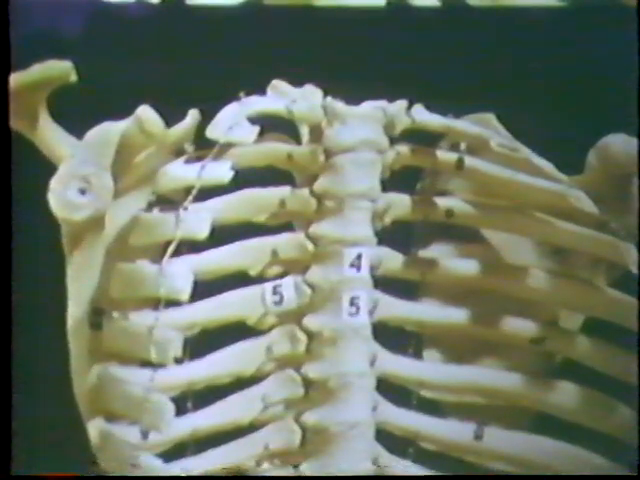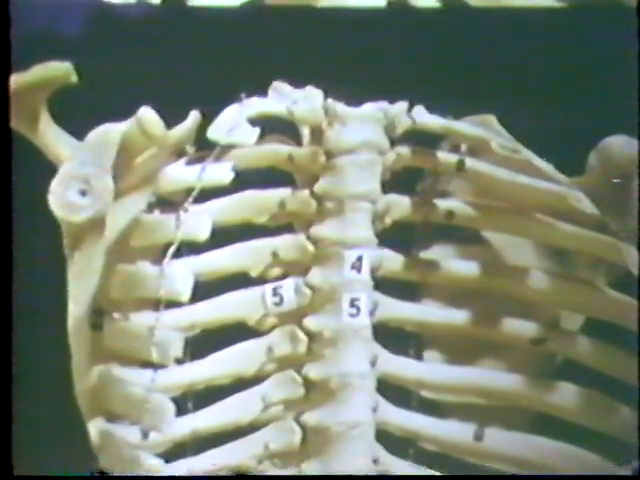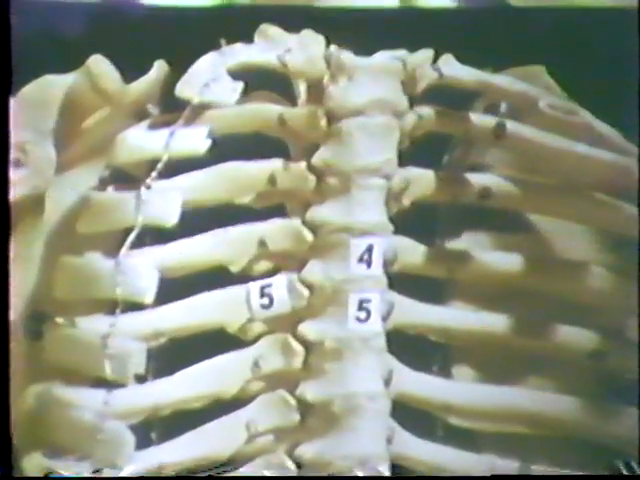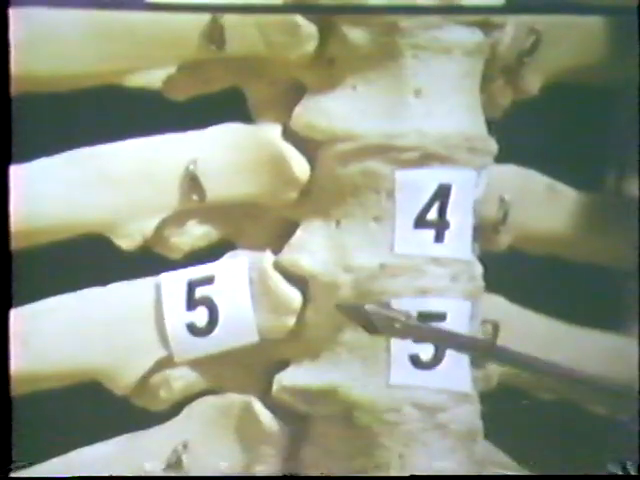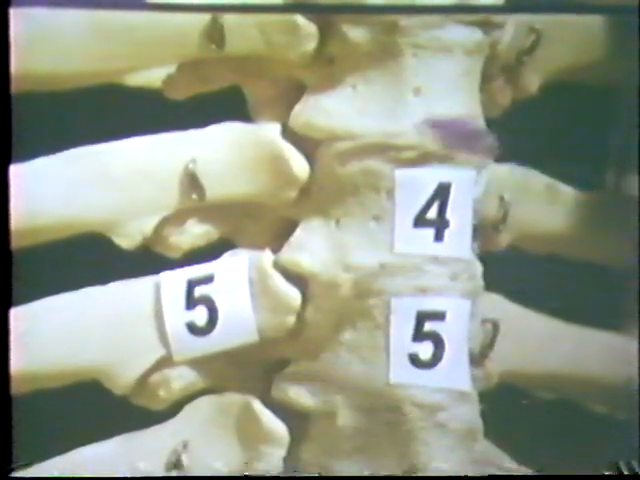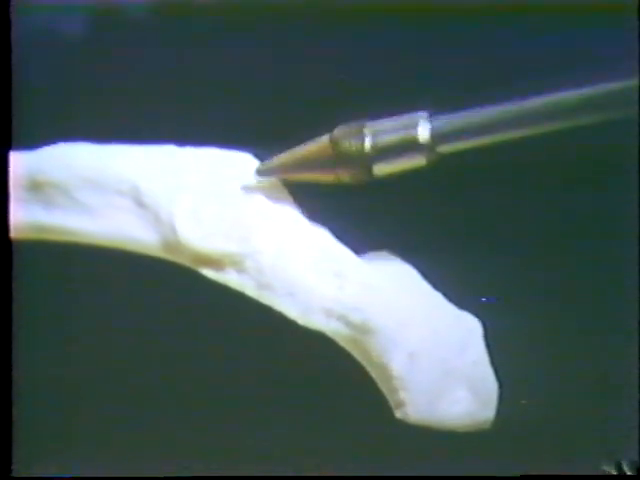The facets articulate with the bodies of 2 adjacent vertebrae, which are the corresponding one and the one above. For example, rib 5 articulates with the 5th thoracic vertebra below and the 4th above. The neck is about 2.5 centimeters long and joins the shaft where the tubercle occurs on the external surface. This tubercle articulates with the tip of the transverse process of the corresponding vertebra.